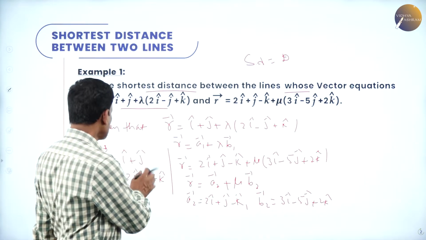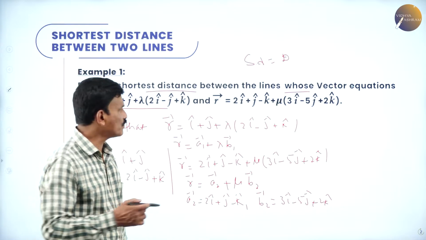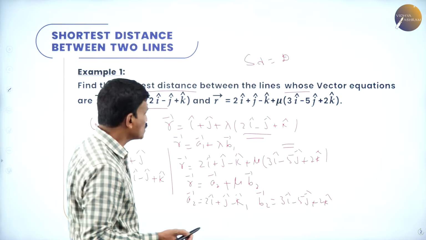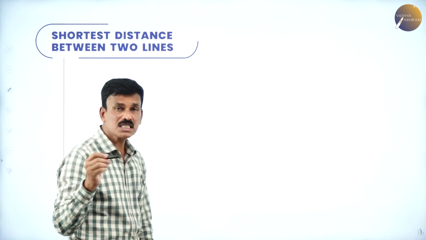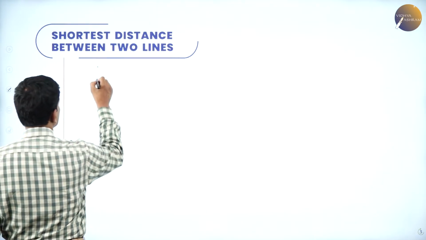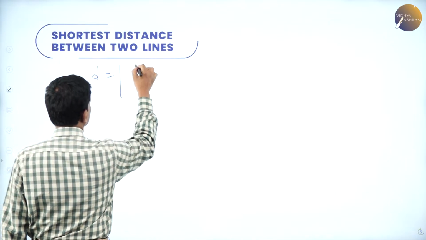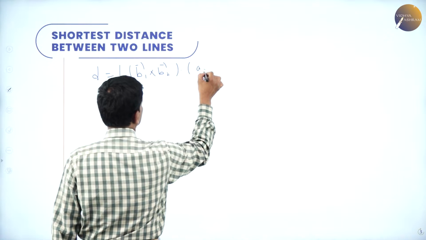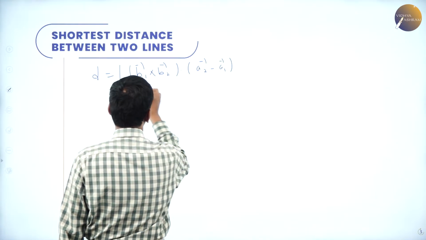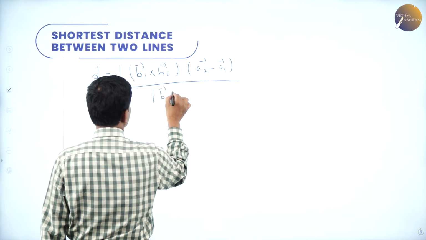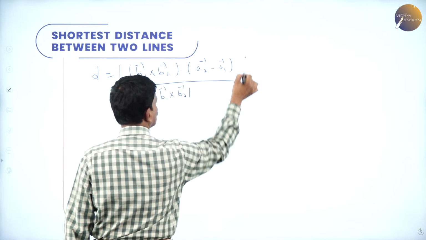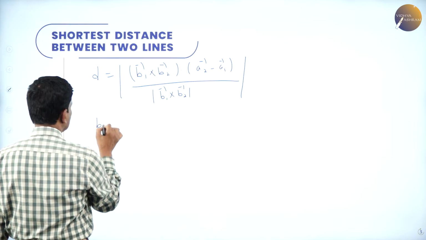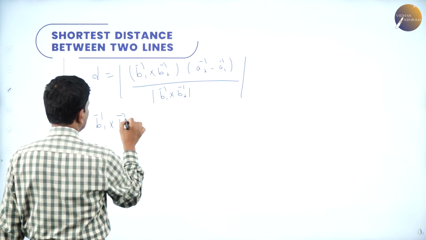What is the formula to find it? Since vectors b1 and b2 are different, they are not equal, so we can use the shortest distance formula. The shortest distance between the lines is given by d is equal to (vector b1 cross b2) dot (vector a2 minus a1) divided by the length of the vector b1 cross b2. Now find out b1 cross b2 and the magnitude of this.